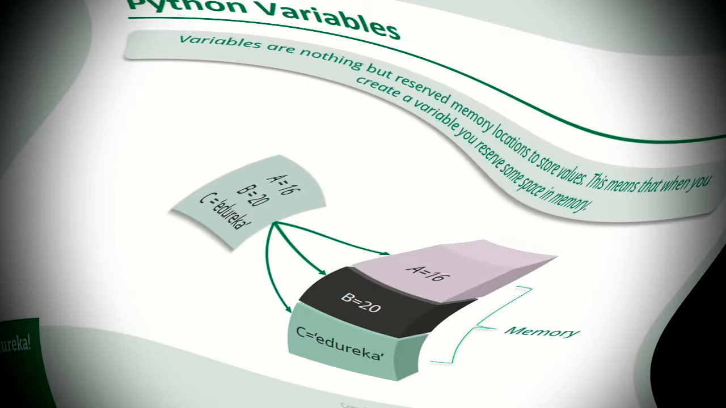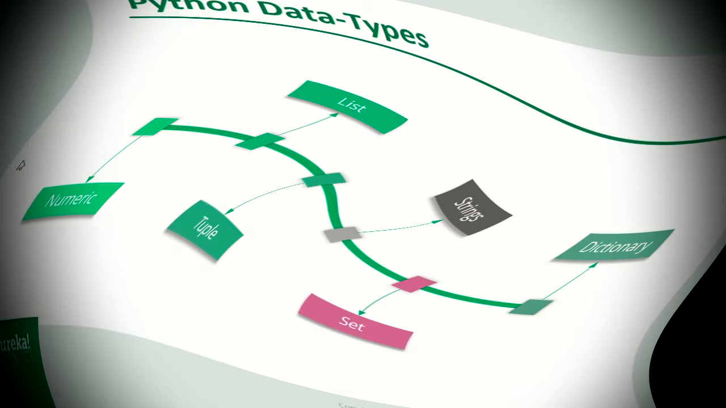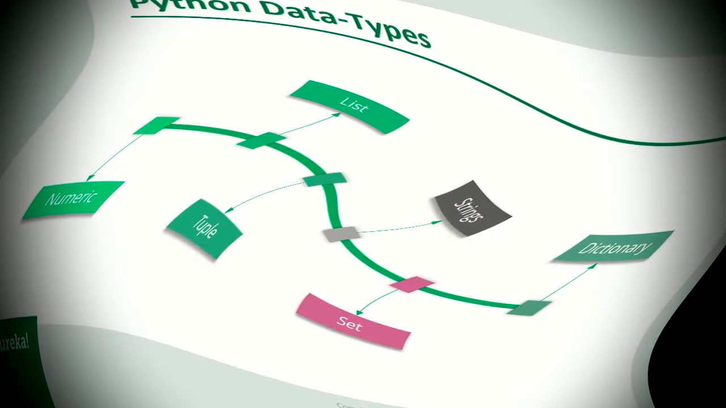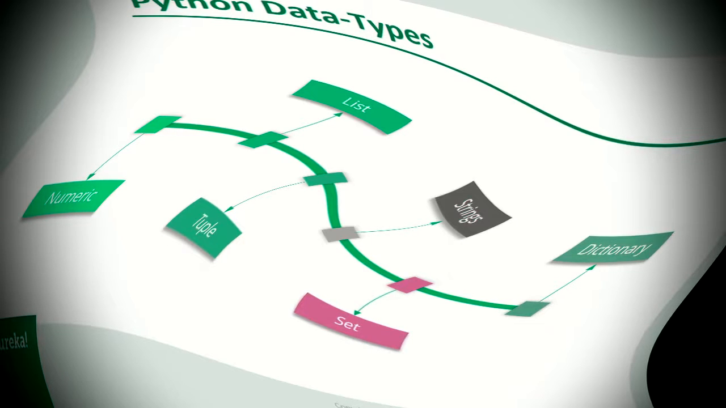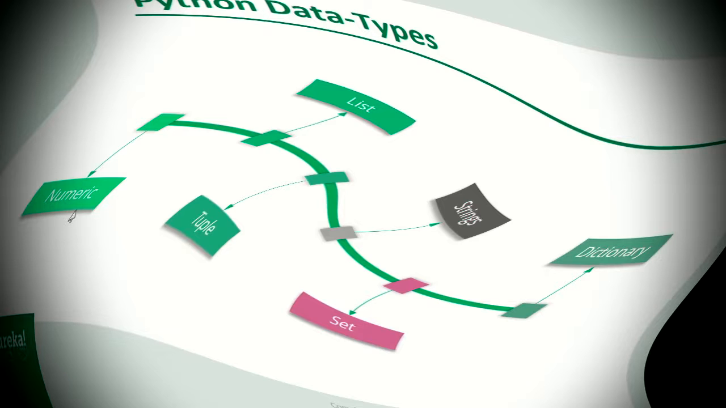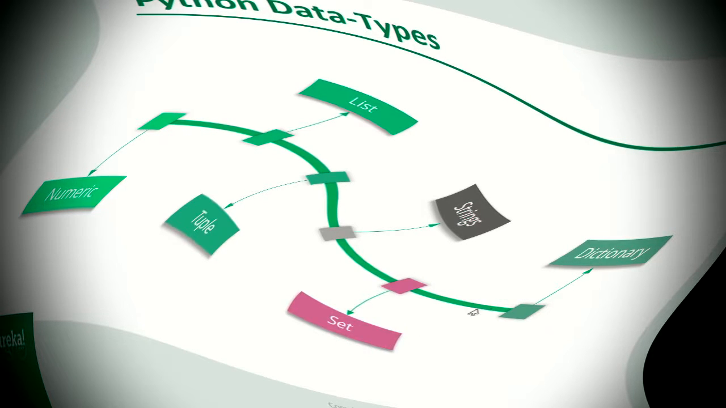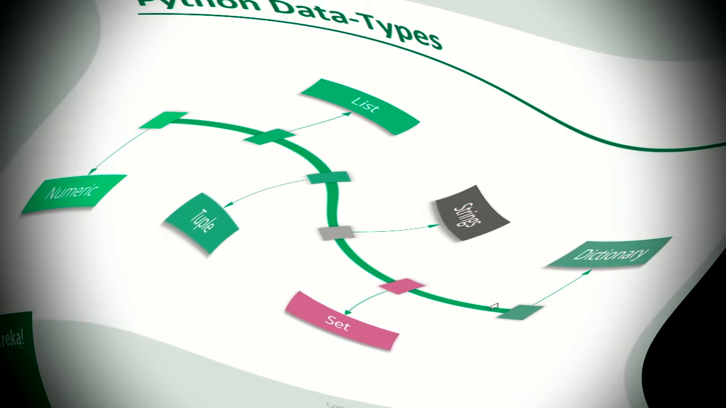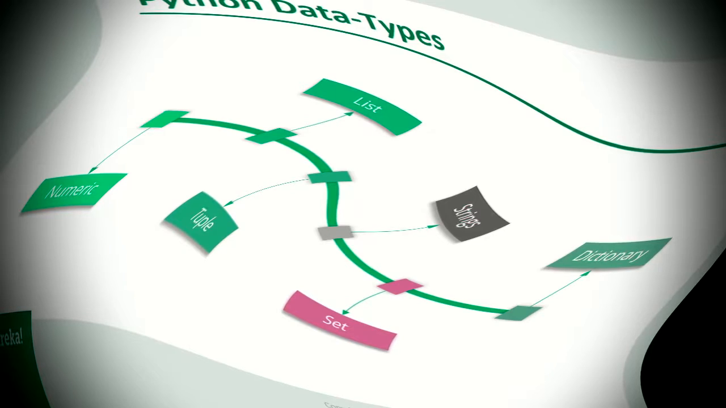Next up, we'll see what are various data types available in Python. Python supports various data types. These data types define the operations possible on the variables and the storage method. So there are numeric data types, lists, tuples, strings, sets and dictionary. I'll discuss each of these data types. So for that, I'll open my PyCharm first. Alright, so we'll start with numeric data type.